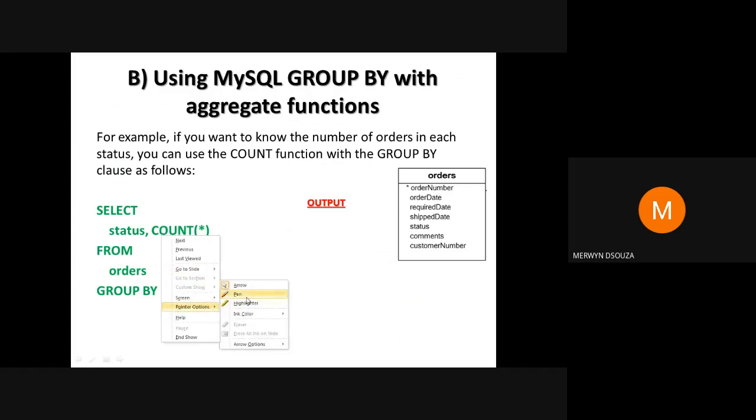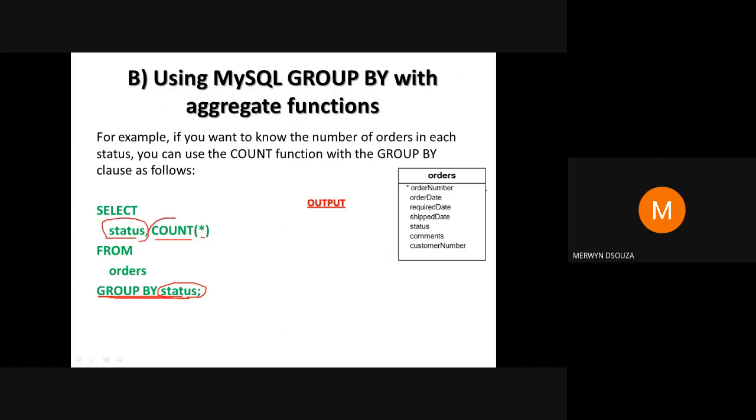So here we are going to use count. In brackets we are going to use the asterisk. So this stands for the total count for each type of status. So we are using the group by clause to find the different types of status that are present in this column status, and this count asterisk is used to find the count for each status that will be displayed.